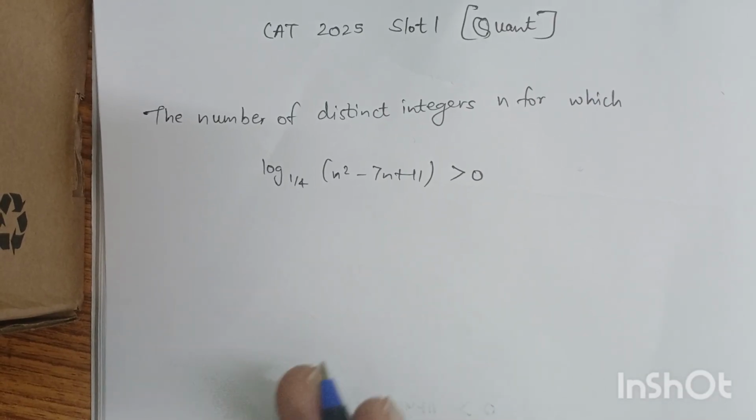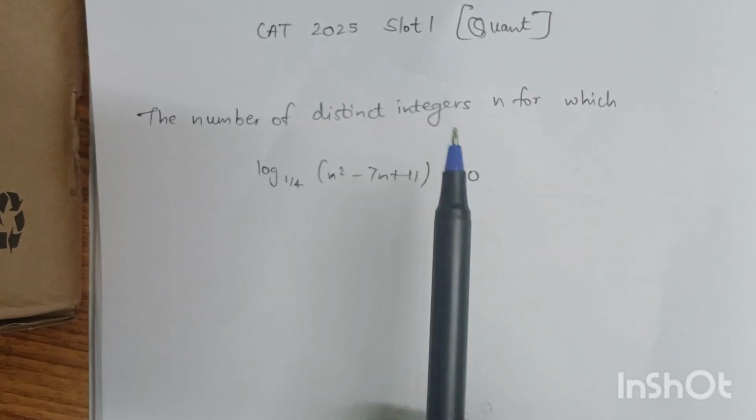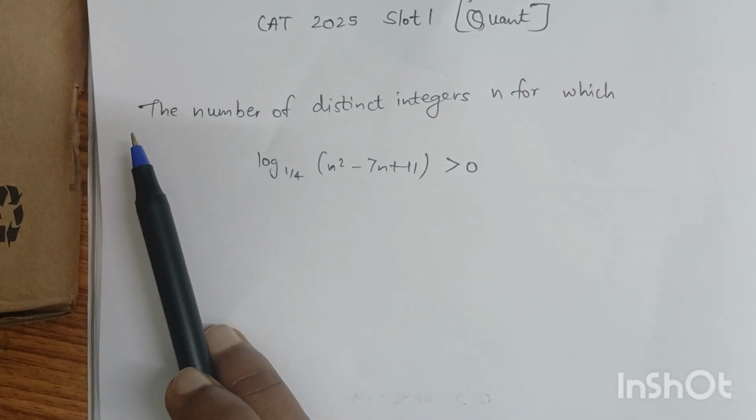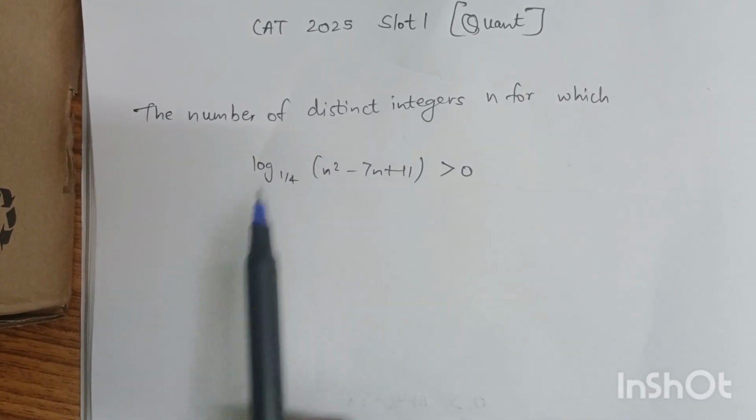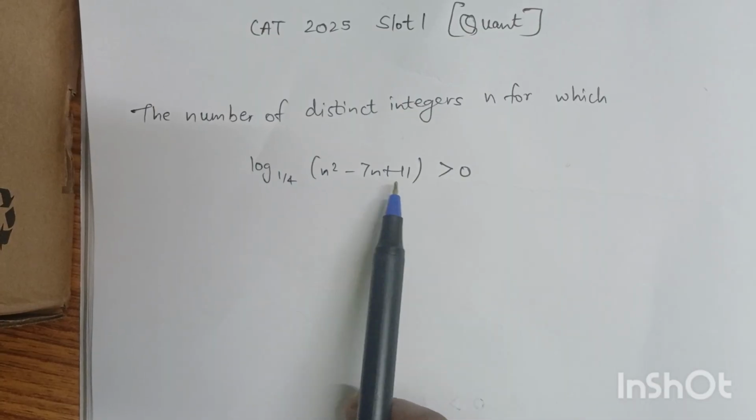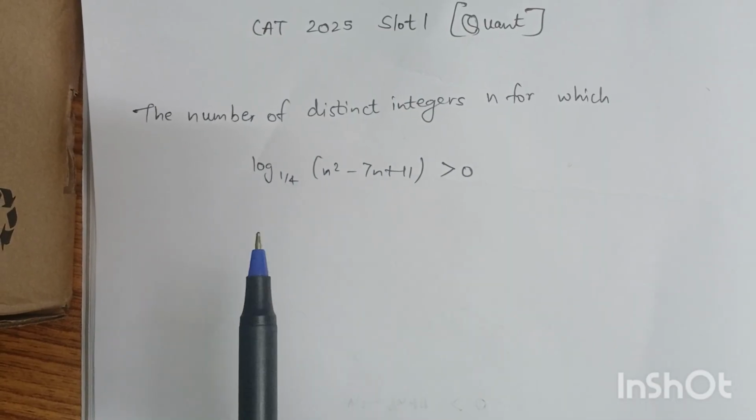So our next problem is from CAT 2025 slot 1 quant. The problem is as follows. The number of distinct integers n for which log of n square minus 7n plus 11 to the base 1 by 4 should be greater than 0.